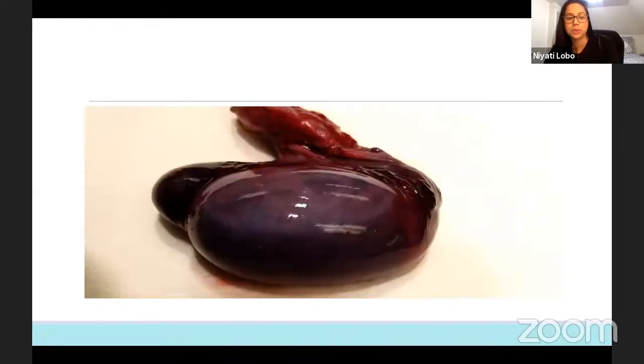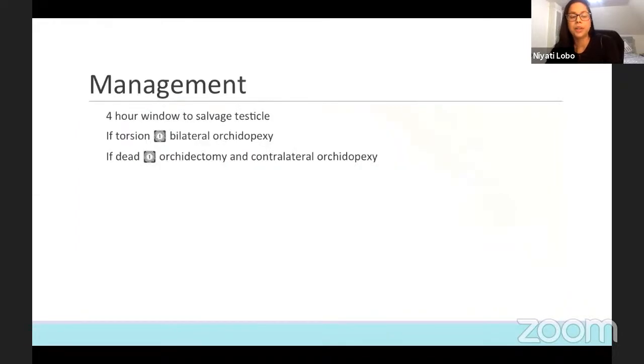This is why torsions are important, because if you don't fix them in time, if you don't explore them in time, you get a dead testicle, which has to be removed. There is a 4 to 6 hour window to salvage a testicle. So if you suspect a torsion, you just need to speak to a urologist immediately. And if they are young, that needs to be a really urgent discussion.